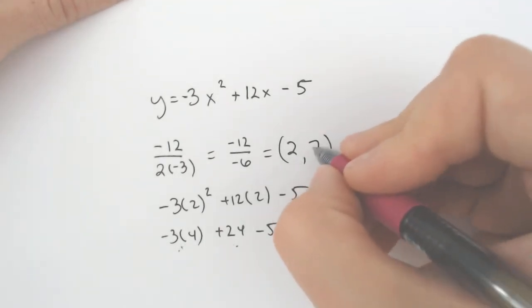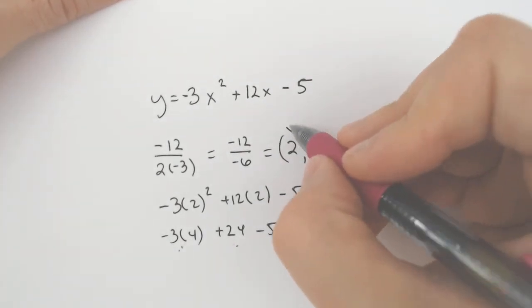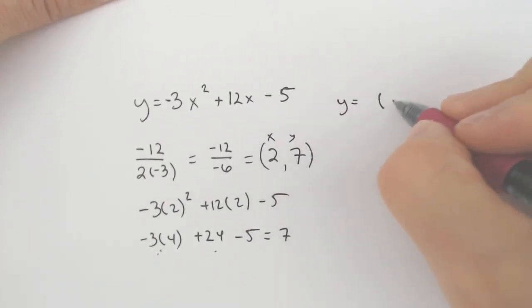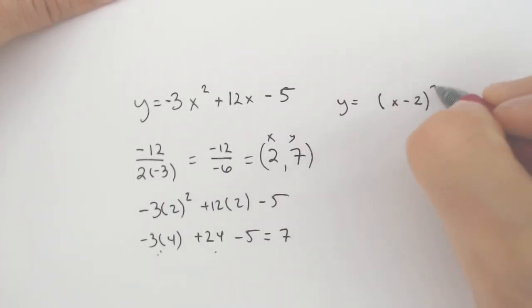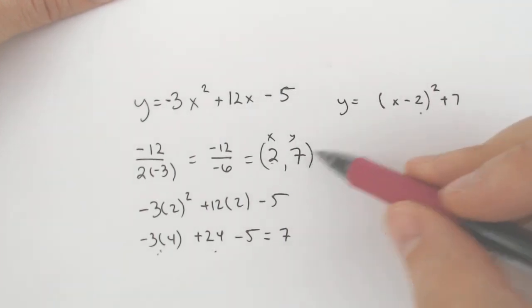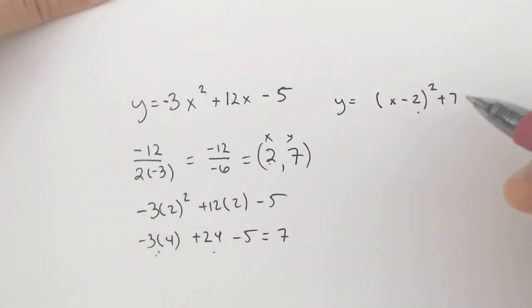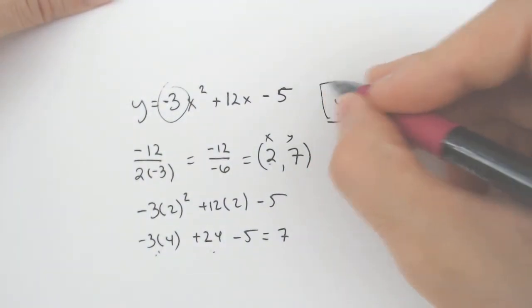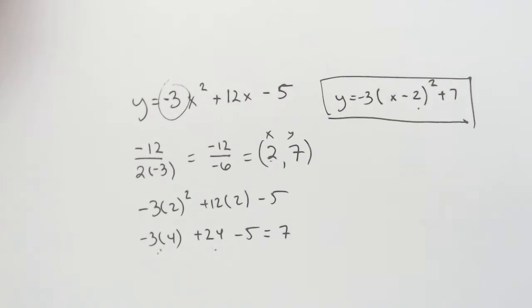Making sure. So now that you have your x and your y for your vertex, you could put it in vertex form. Change the sign, keep the sign, so this 2 becomes negative 2. That 7 stays as positive 7. Do not forget the a in front. And we get our answer.